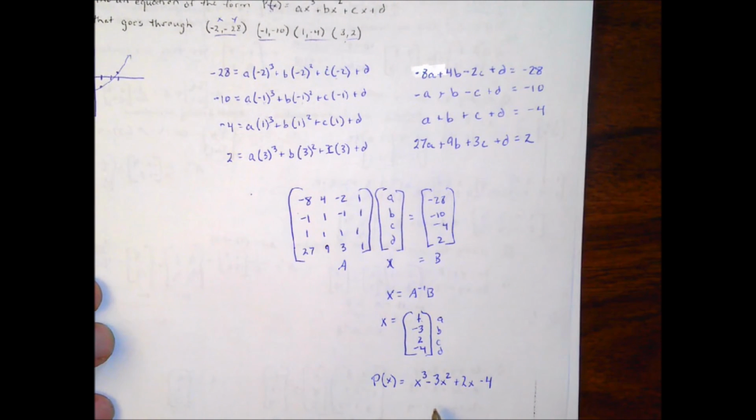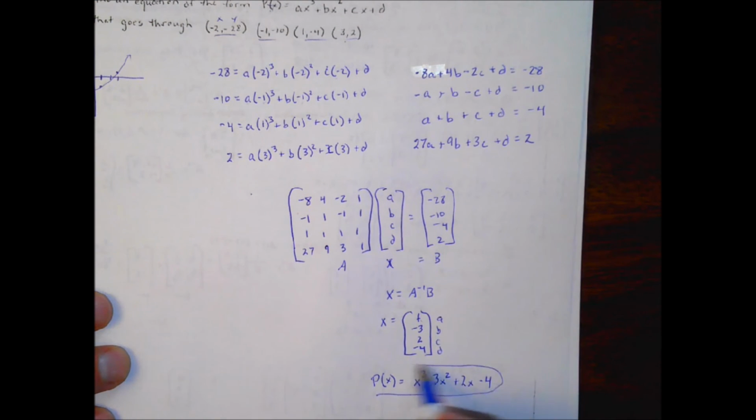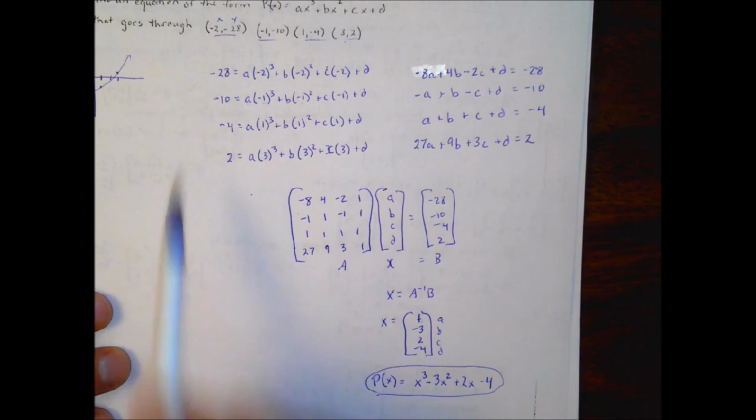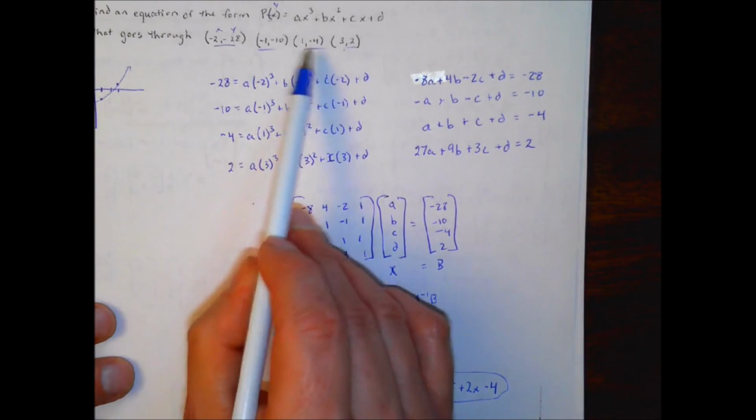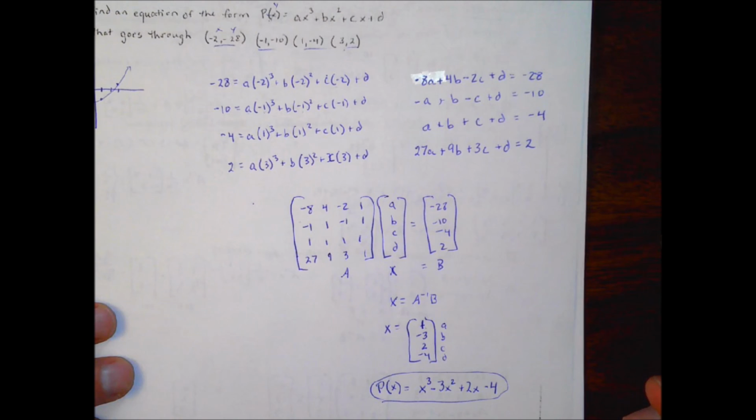So if you think about what we just did, this equation right here will be a cubic that will go through these 4 points. You can go to Desmos and graph it and make sure we're right.